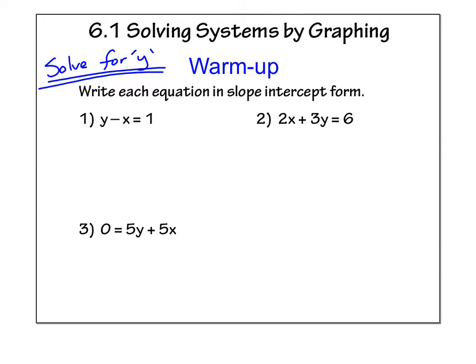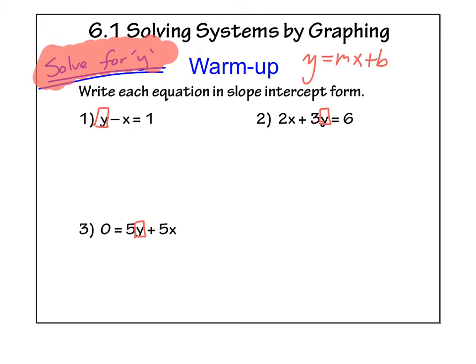The first part of the notes for today is a warm-up, a set of warm-up problems. And our task is to write each equation in slope-intercept form. Now notice I have the solve for y written off to the side, and that's really all we need to do here. Because slope-intercept form is y equals mx plus b. And so for all of these problems, what we are trying to do is get y by itself.